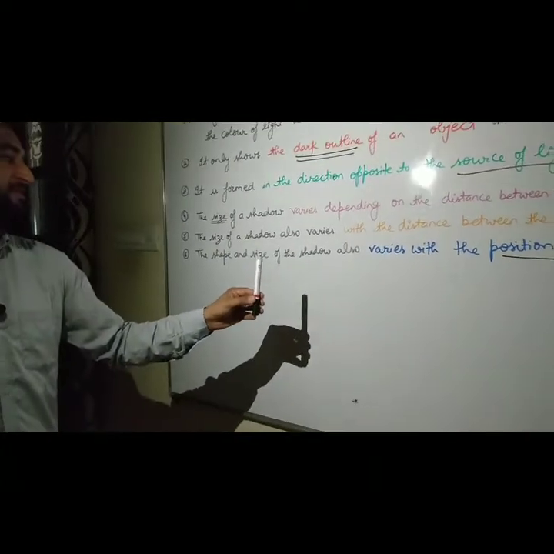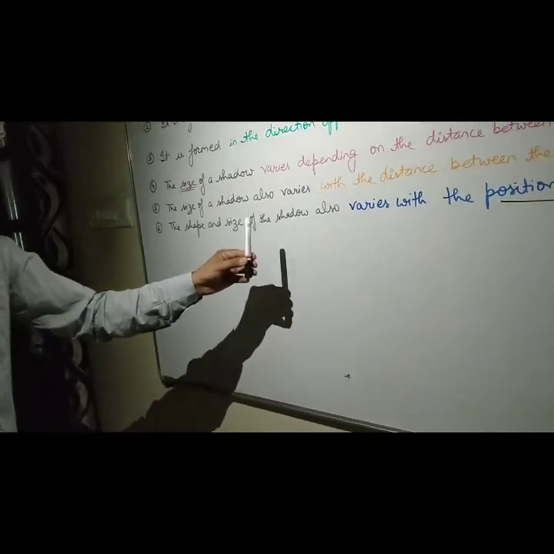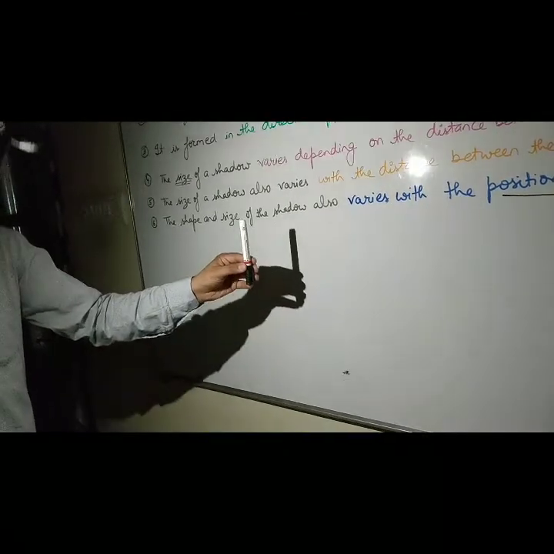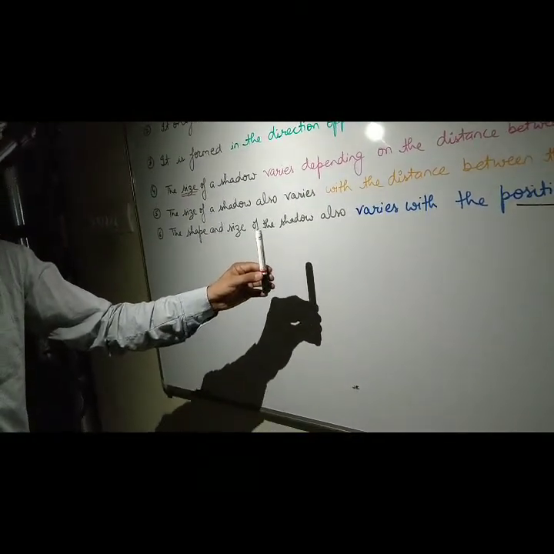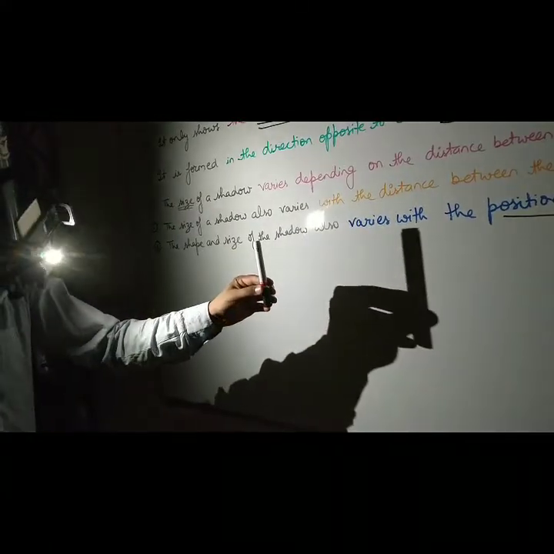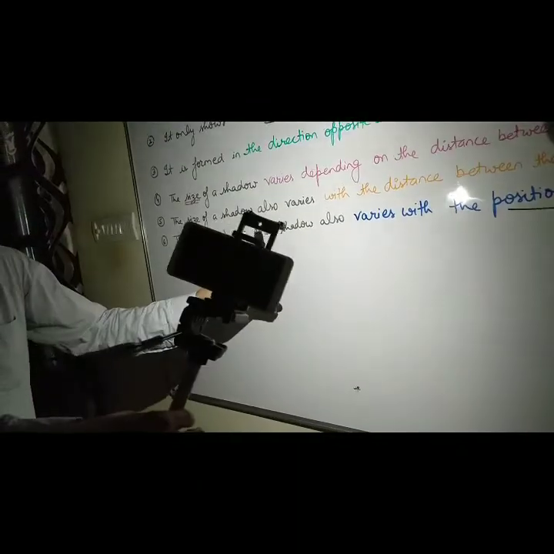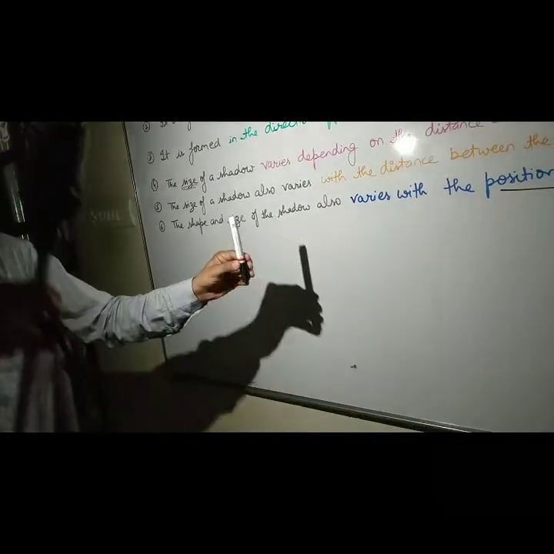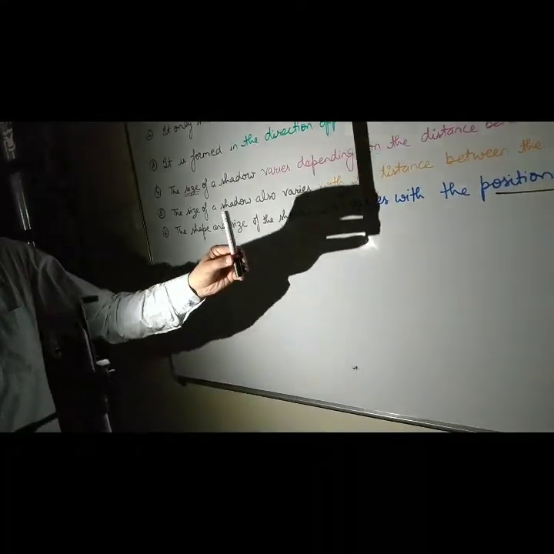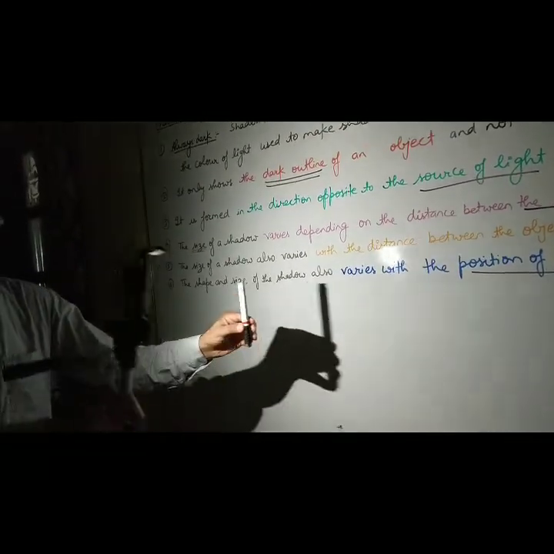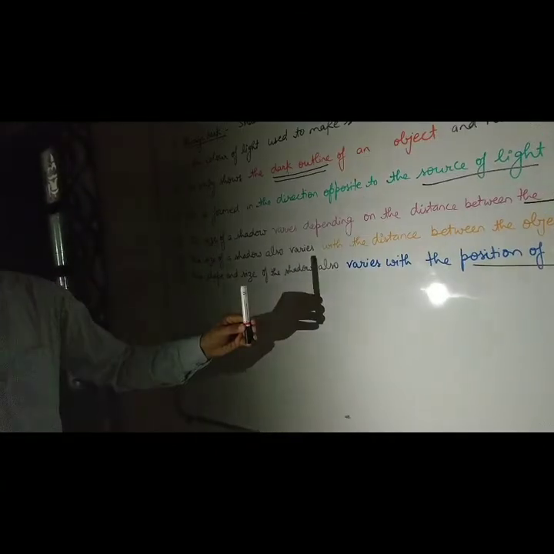Now we'll check the position. Now I am placing the source at the top. Look at the shadow. It is very small. As I take it closer to it, the size of the shadow increases. My hand is standing still. I am not moving my hand, but the position of the shadow varies with the source of light. So that's how the shape and size of the shadows vary with the position of the source. Look here. So with the position of the source of light, the shape and size of the shadows vary.